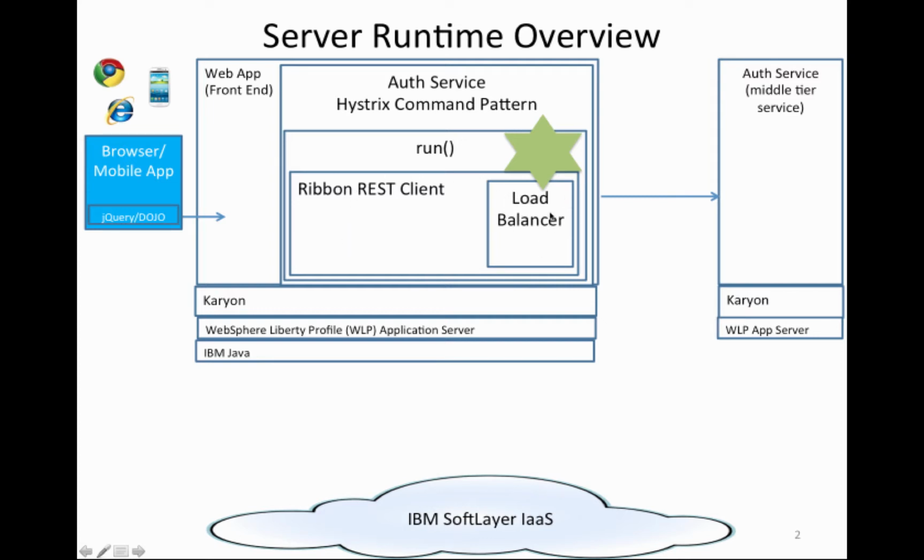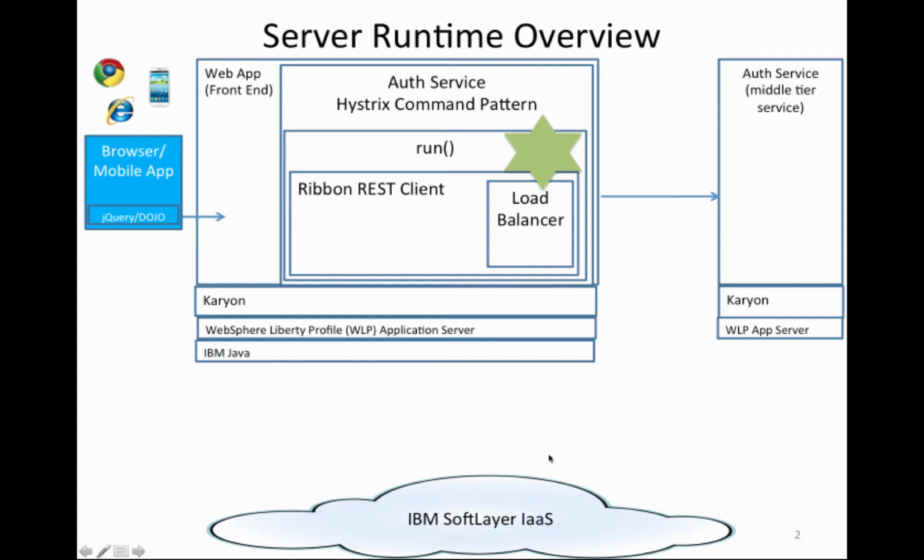using its internal load balancer based upon Eureka to talk to that auth service, and having that wrapped in fault tolerance of Hystrix, so that it can do a circuit breaker pattern on top of calling that dependent service. Both servers, the front-end web app and the back-end auth service, start up in Karyon as a container, and that is running on top of the Liberty application server, on top of IBM Java, on top of the SoftLayer IaaS layer.